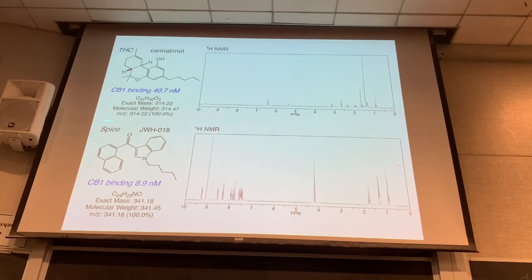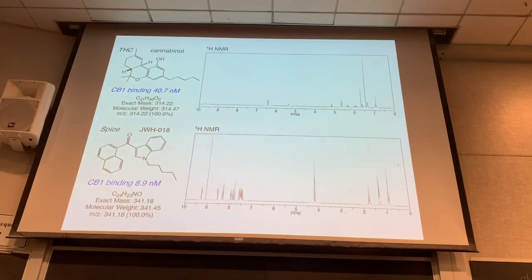But no, it turned out to be this compound, spice. And they had to isolate enough of this material and do the NMR. Notice the two NMRs here for the two compounds are very different, right? Spice is dominated by all this aromatic signal way down here, whereas tetrahydrocannabinol's got a lot of alkyl stuff up here. And I include the biological data here.